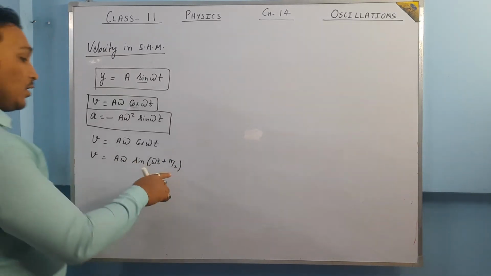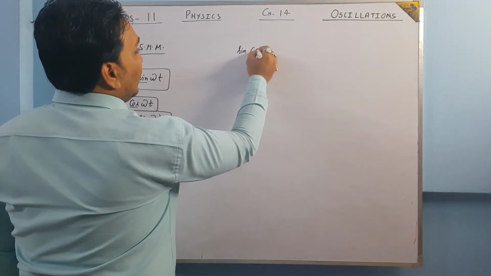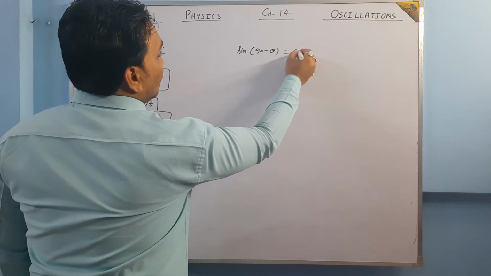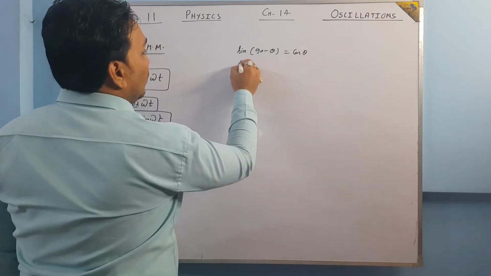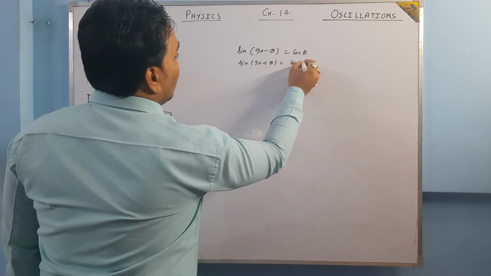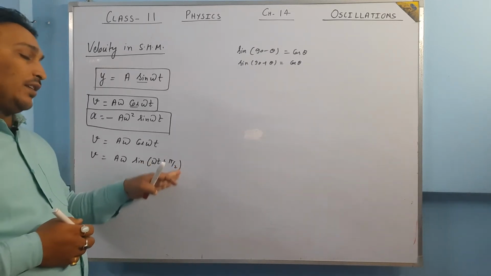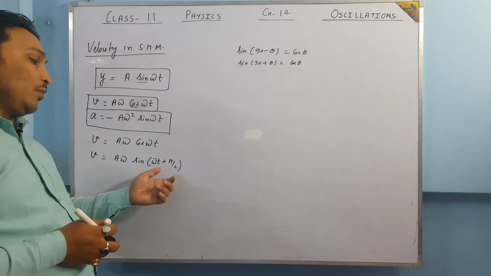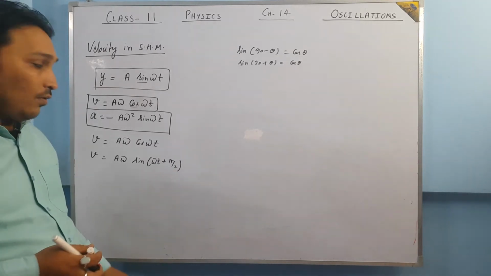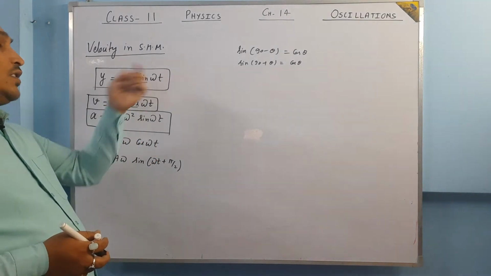Why am I writing plus pi by 2? Just see, sine of 90 minus theta is also cos theta, and sine of 90 plus theta is also cos theta. So why am I writing the plus and not the minus? The reason is, if I write pi by 2 minus omega t, then omega t will become negative. Now the phase of velocity is omega t plus pi by 2, and here the phase is omega t.